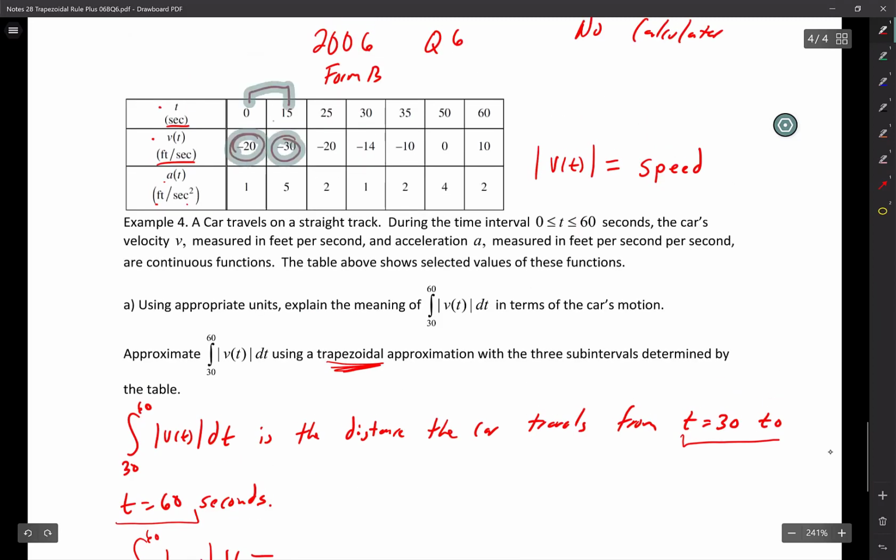Here we go. Let's start it again. They want 3 trapezoids. So let's see, 30 to 35, okay, that's 1. 35 to 50, that's 2. 50 to 60, that's 3. There it is. Those are my 3 trapezoids.